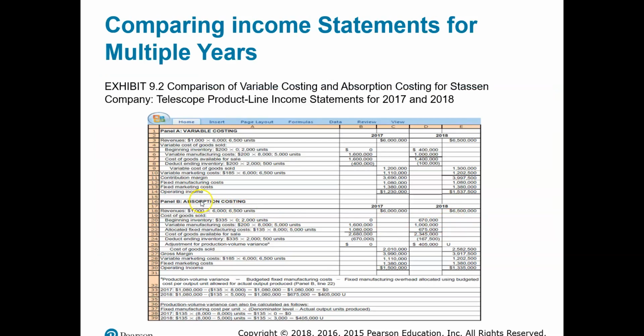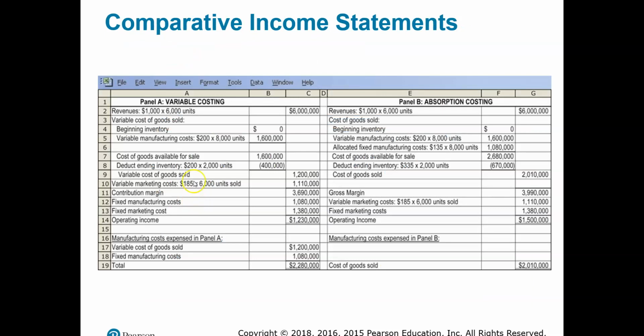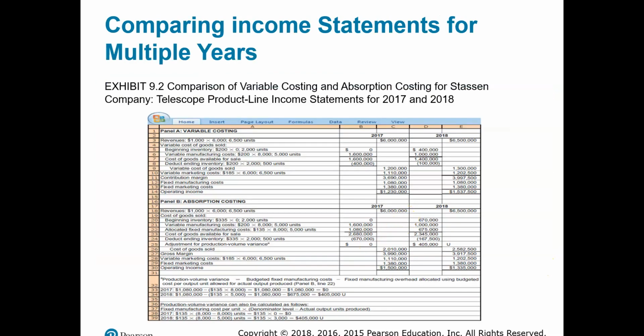And how can we compute the difference in operating income between different years? Again, the difference in ending inventory will also give us the difference in operating income. And when there's a change in inventory levels, then there's going to be a change in the operating income difference. As we see here, manufacturing cost is expensed in variable cost of goods sold, which is why we get the difference here. So now let's take a look at the variable costing and absorption costing for Stassen Company.